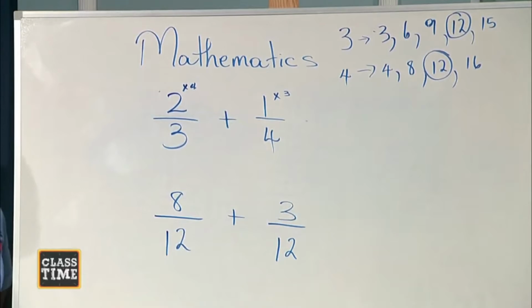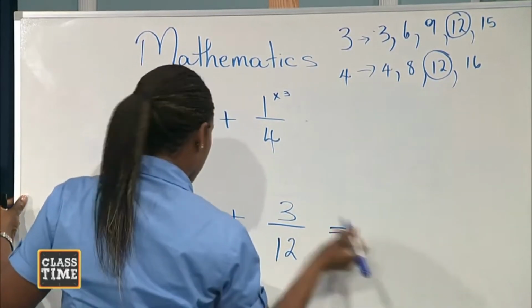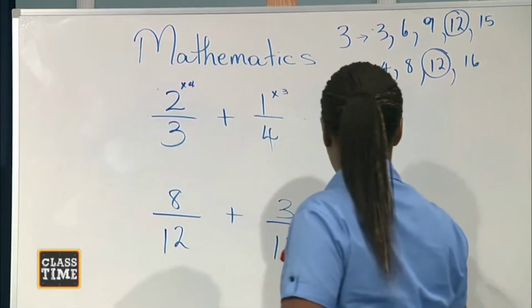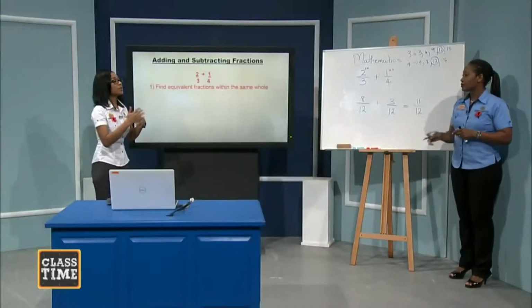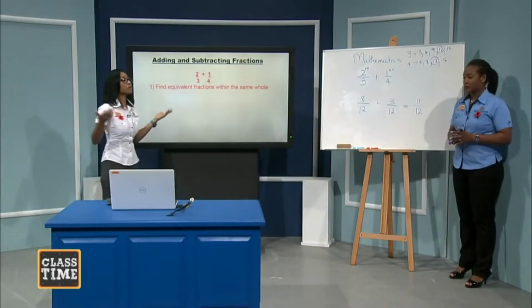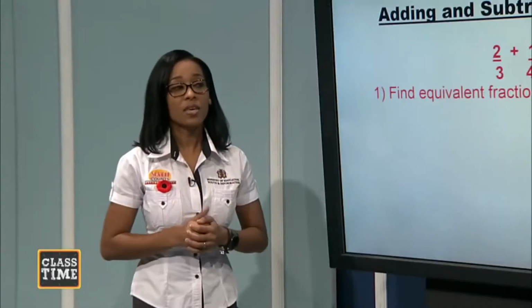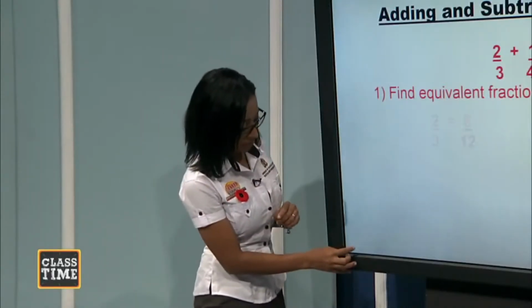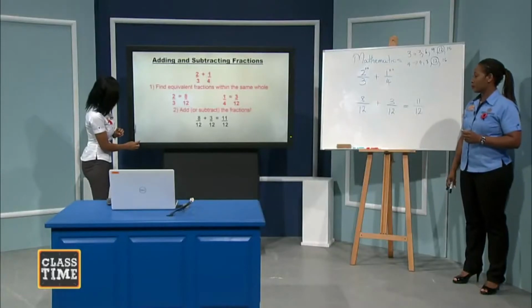So now they're of the same family. We can definitely add. Seeing that they're of the same family, remember now, same family, same whole, we don't need to do anything to our denominator. We just need to go ahead and add our numerators here. So we now have 11/12, which is exactly how I looked at it. 11/12. So we are indeed correct.